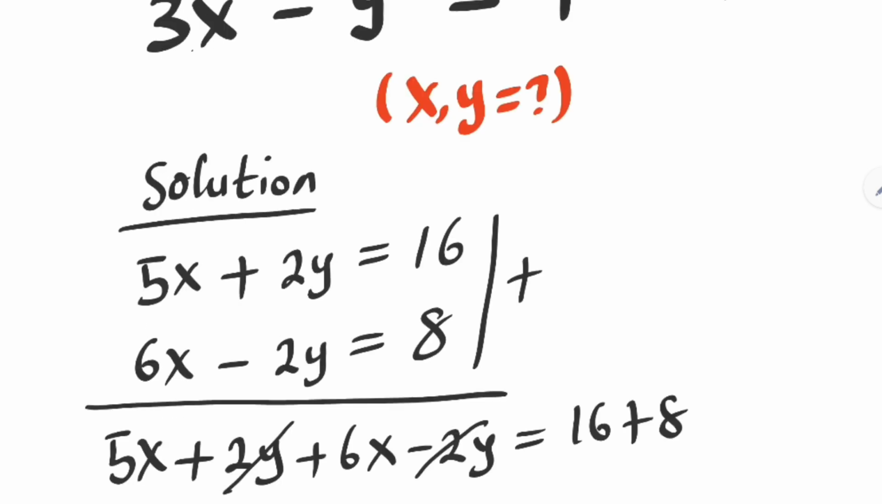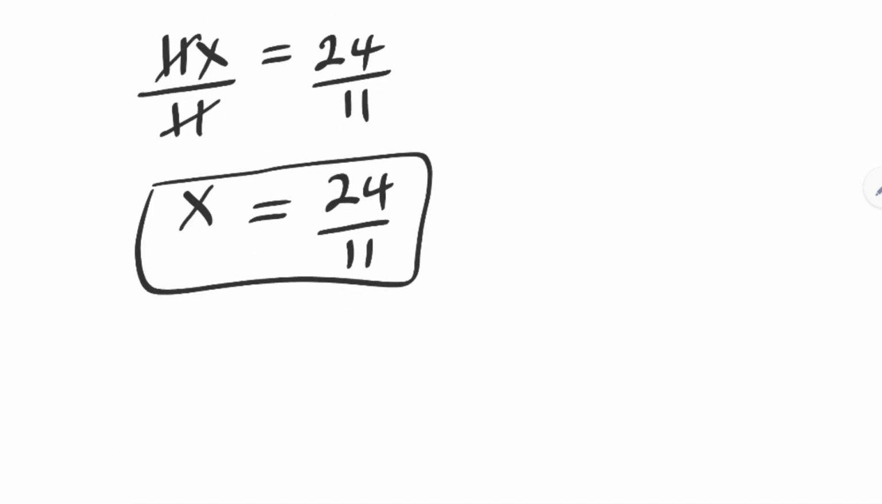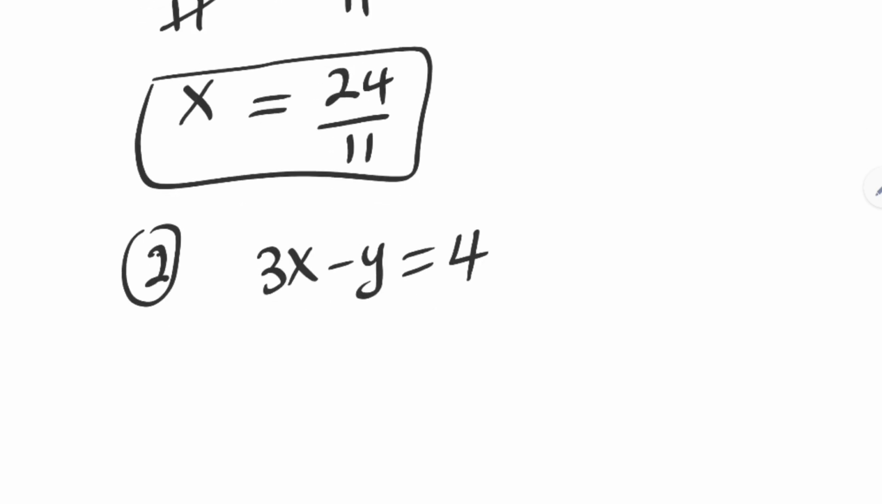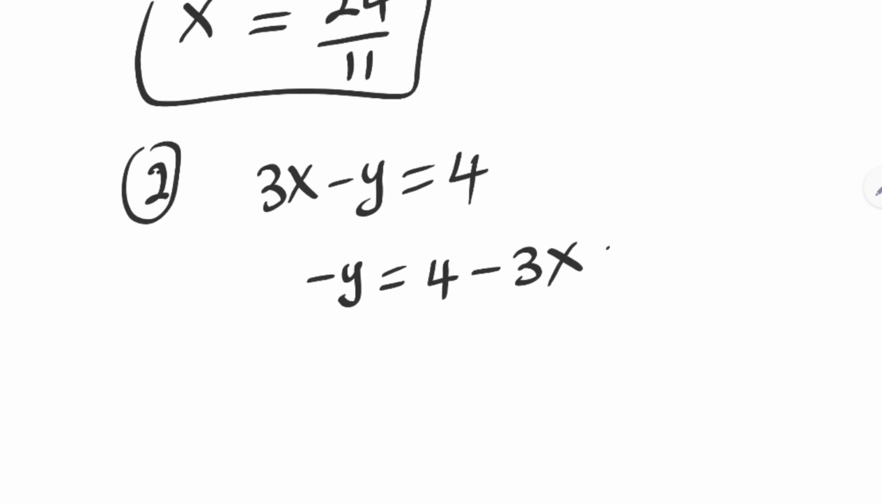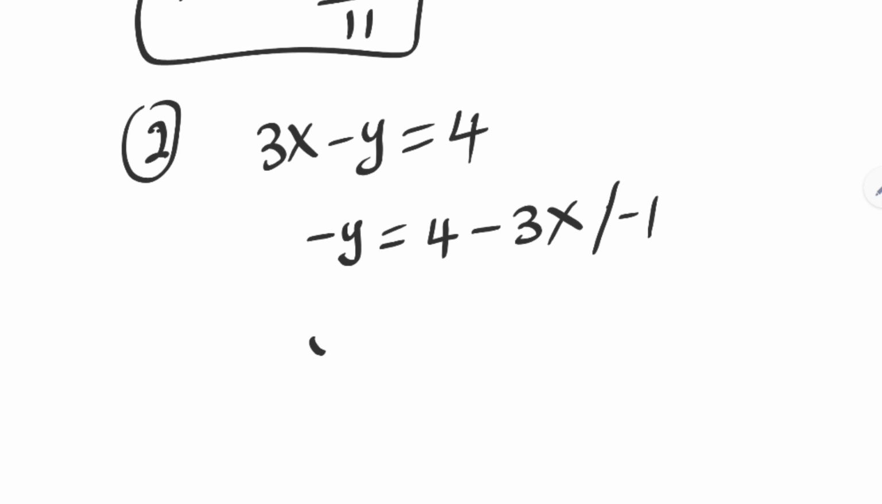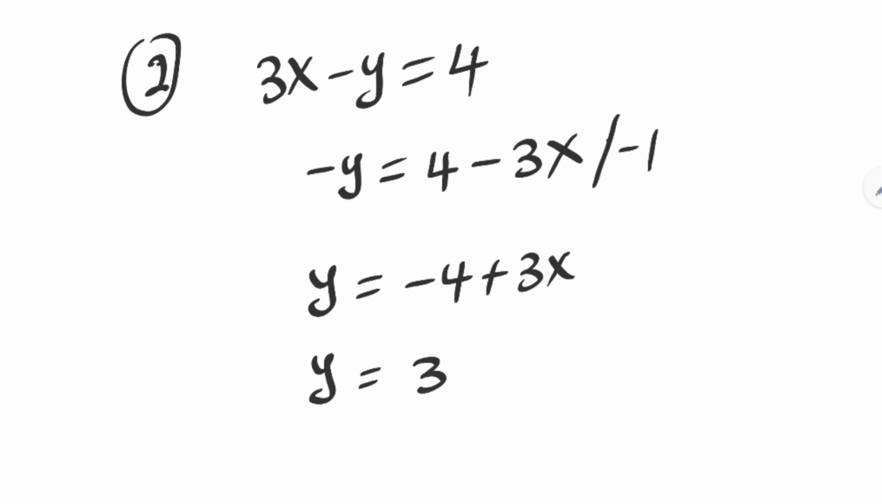Let us solve for y. From equation 2, 3x minus y is equal to 4. Now minus y is equal to 4 minus 3x. Then if you multiply the whole of this by minus 1, y is equal to minus 4 plus 3x. Then y is equal to 3x minus 4.